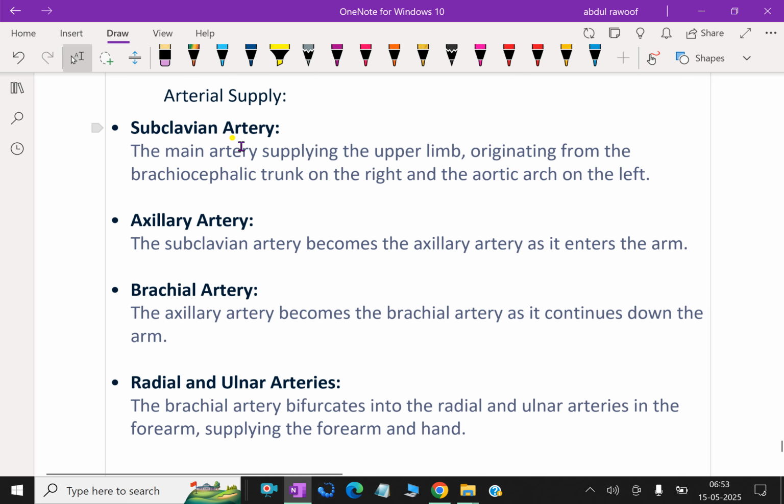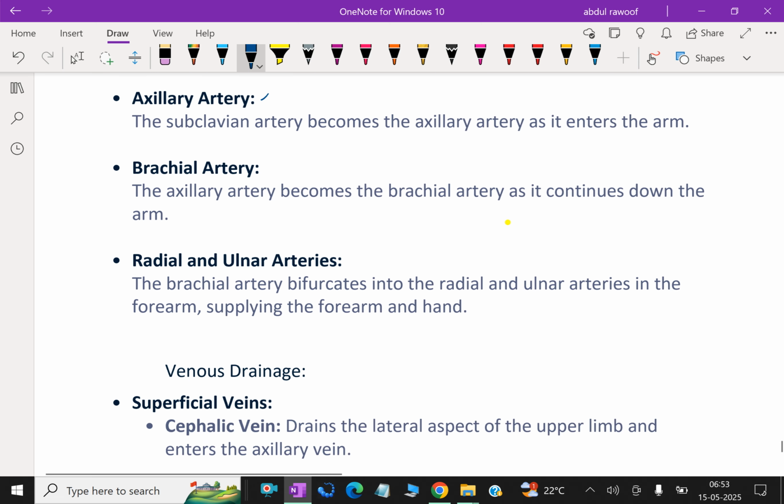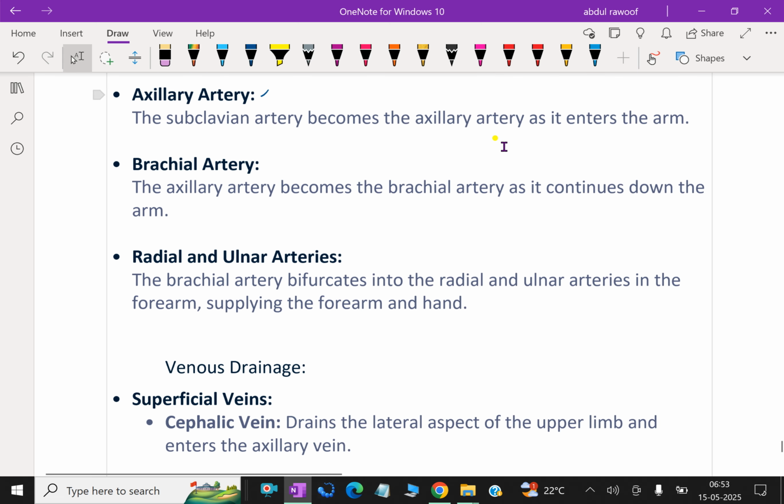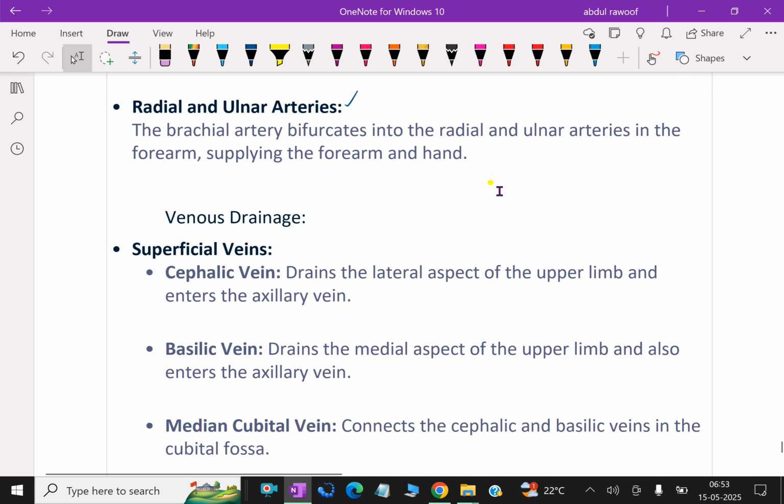Arterial supply, subclavian artery. The main artery supplying the upper limb originates from the brachiocephalic trunk on the right and the aortic arch on the left. Axillary artery. The subclavian artery becomes the axillary artery as it enters the arm. Brachial artery. The axillary artery becomes the brachial artery as it continues down the arm. Radial and ulnar arteries. The brachial artery bifurcates into the radial and ulnar arteries in the forearm, supplying the forearm and hand.